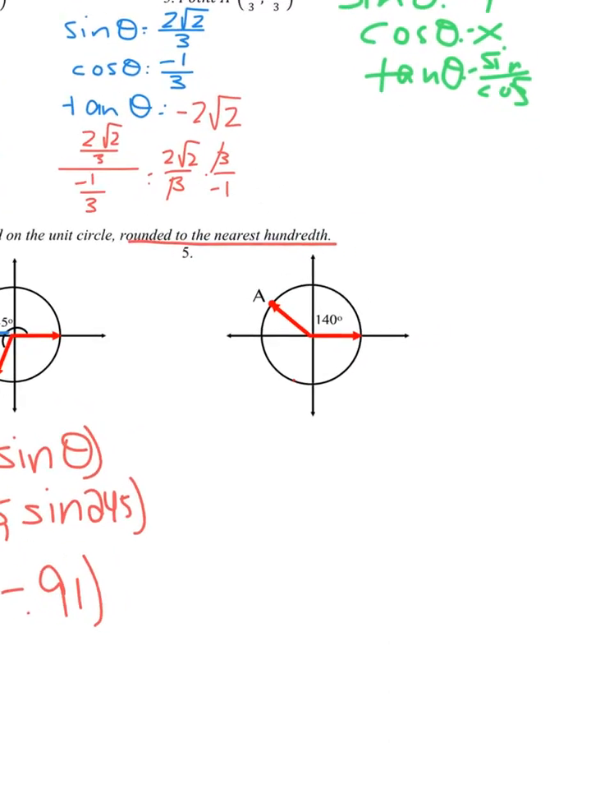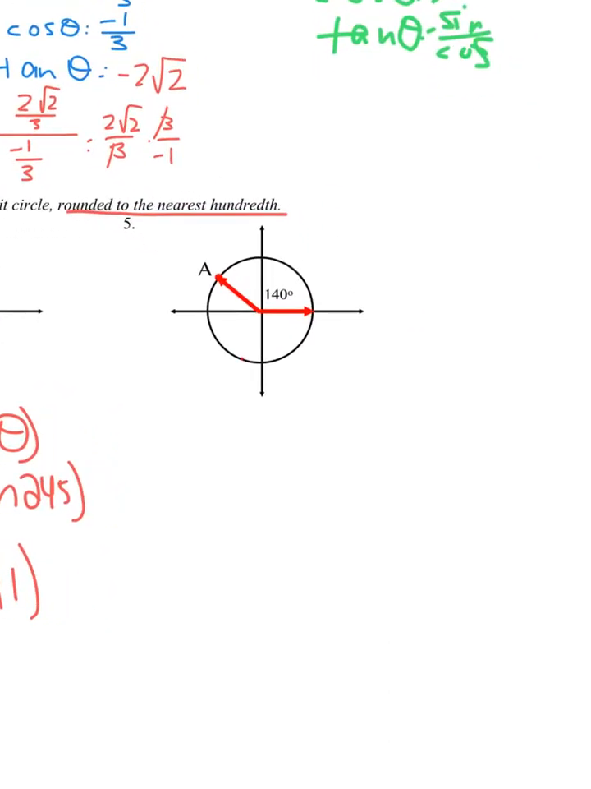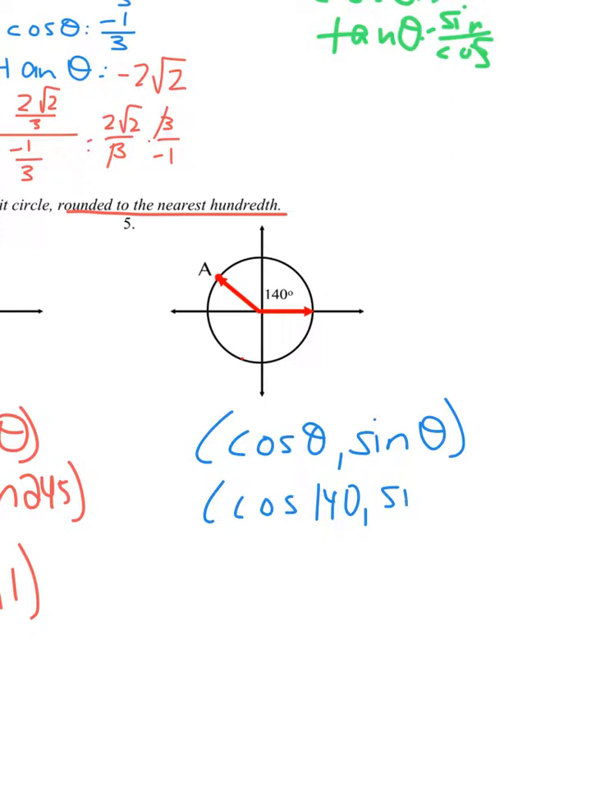And then for number 5, I'm sorry. For number 5, this would be the same thing. We're on the unit circle, so x is the cosine of theta, y is the sine of theta. So cosine of 140 degrees, comma, the sine of 140 degrees. The cosine of 140, you can type right into your calculator, rounded to the nearest hundredth, is negative 0.77. And then the sine is 0.64.